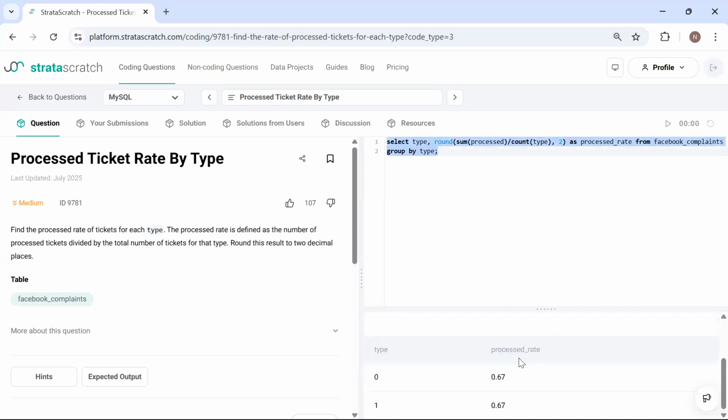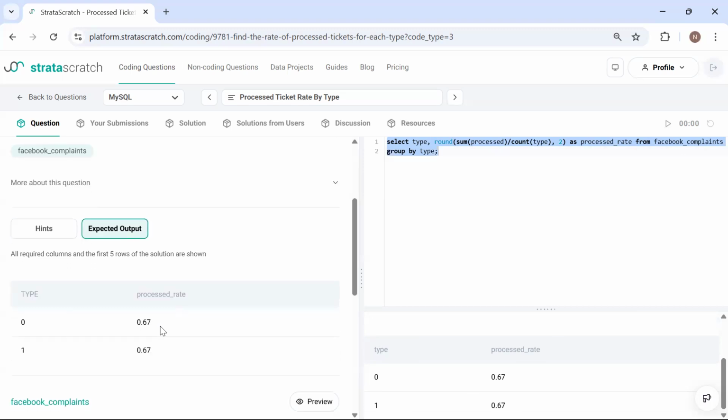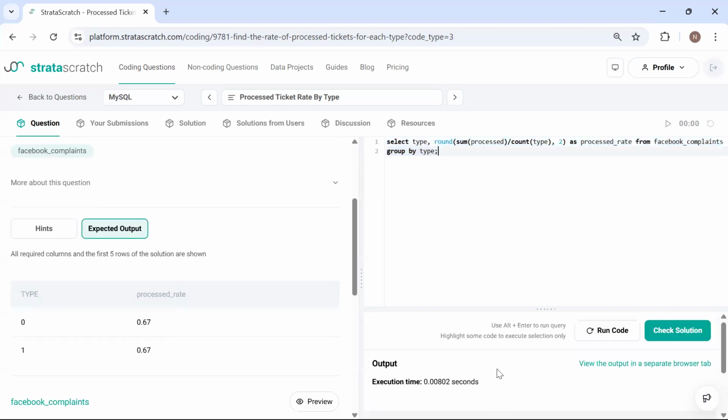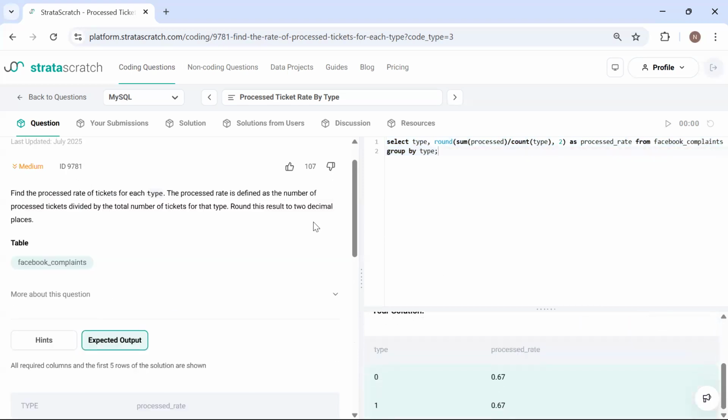Okay. Now let's run this. So yeah, this is what we are getting. In type 0, the processed rate is 0.67. In type 1, the processed rate is 0.67 as well. So this is the query. Now let's see the expected output. Yeah, in the expected output as well, we are getting the same thing. So we are done with our query. Now let's submit it. So our solution got accepted. So this is how we solve this problem.